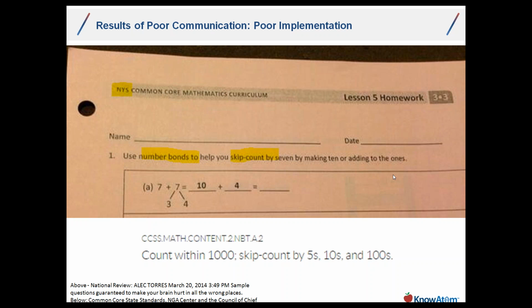I'm not sure what that means, and I'm a fairly well-educated person. I think most folks are probably asking the same question, and that's what this article brought forward. What's interesting, though, is that number bonds does not appear in the Common Core standards. And skip counting, when you put it into the context of the standard, which I have put below here, is: count within 1,000, skip count by 5s, 10s, and 100s. So to count by 5s, by 10s, by 100s is the idea of skip counting.